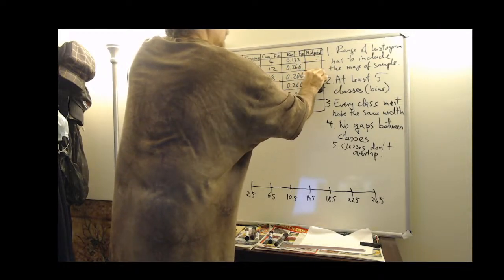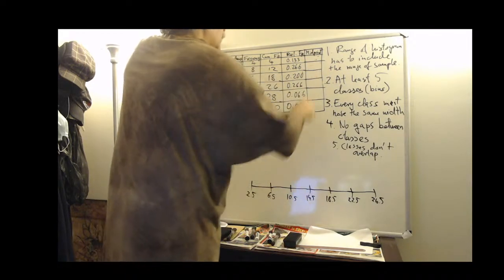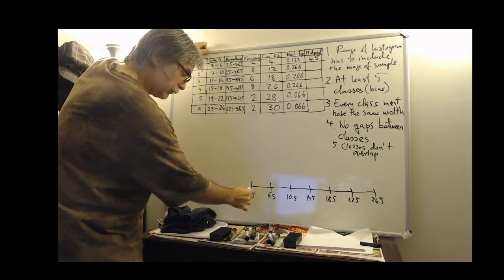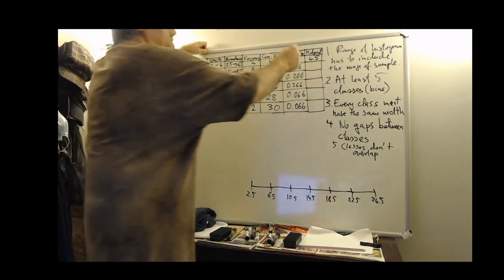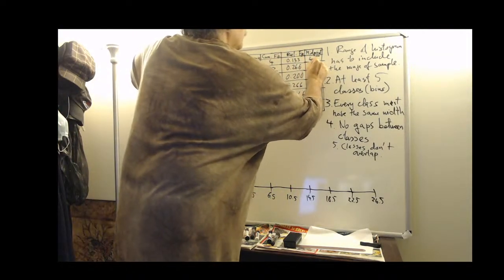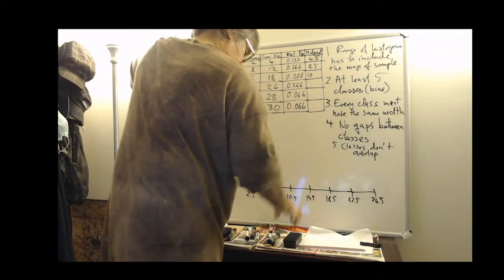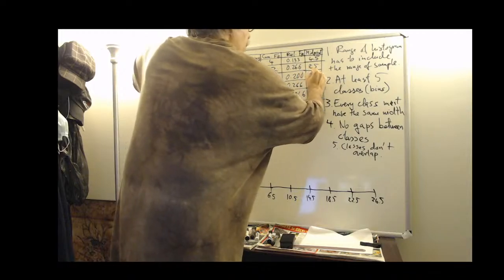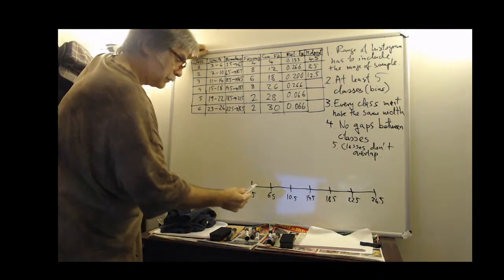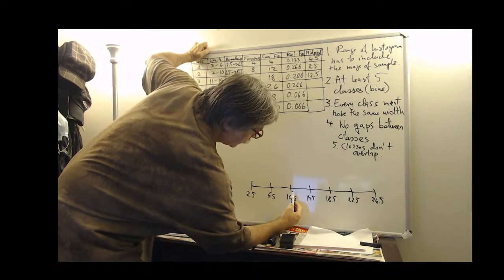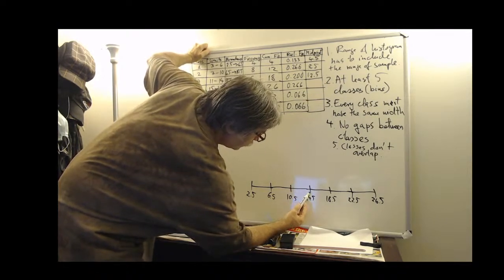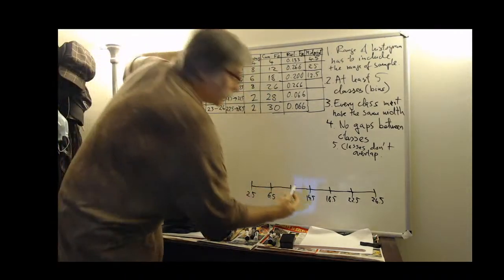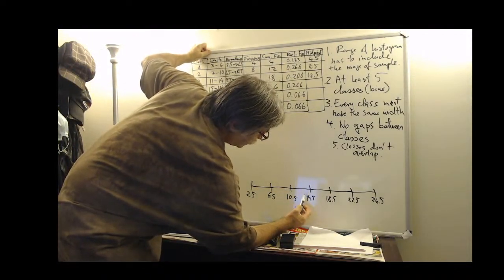Let me try again. So the first midpoint is 4.5, right? 2.5, 6.5, 4.5. The next one is 8.5. Okay, the next one is 12.5, 4 more. And again, if you don't believe it, check, but it is. So 10.5, 14.5, 12.5 is right in the middle. It should be. So again, if you want to calculate, add this and this, divide by 2.